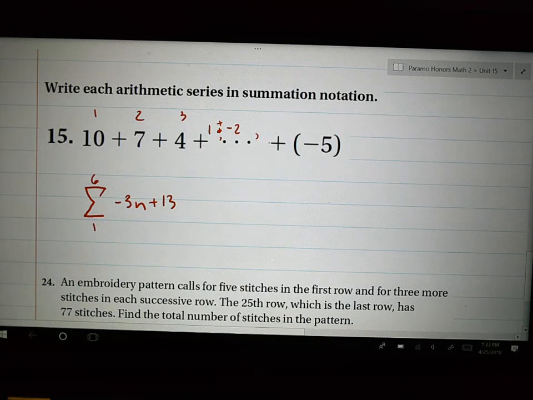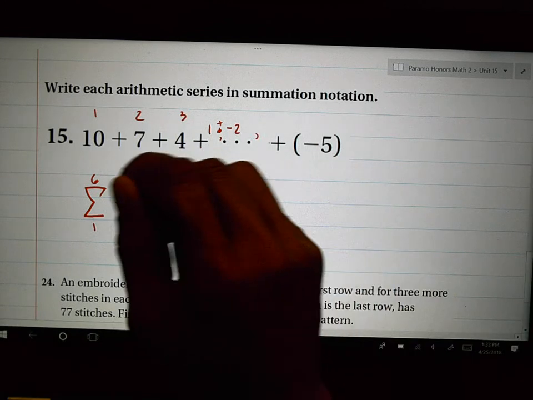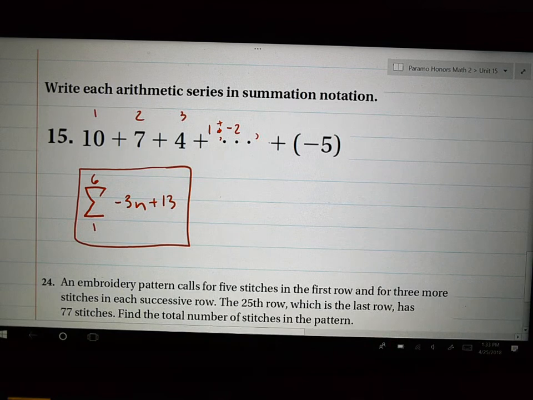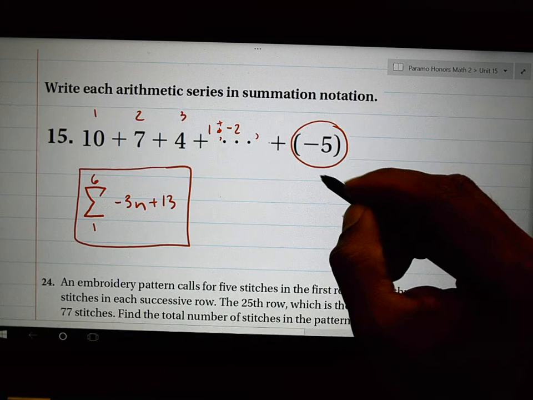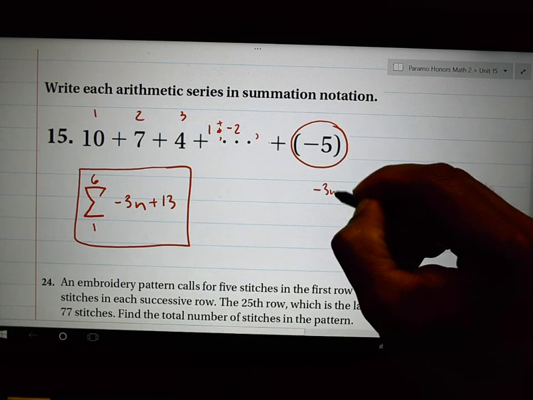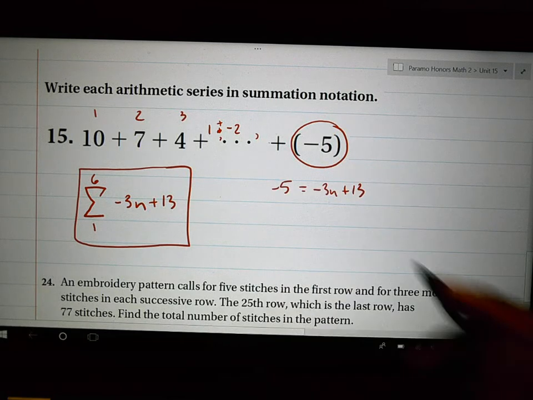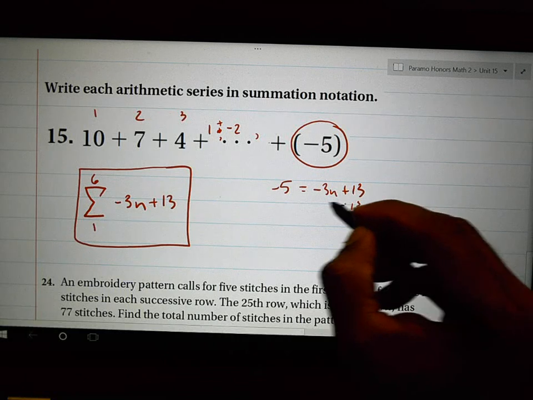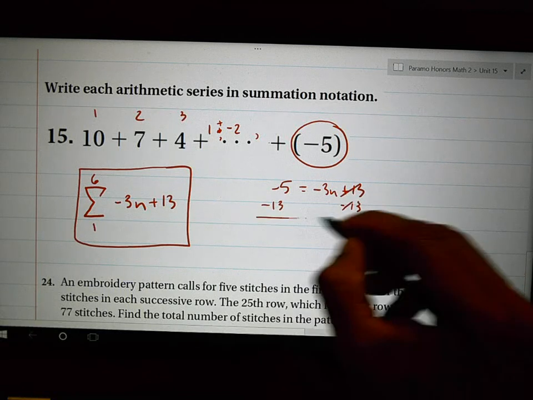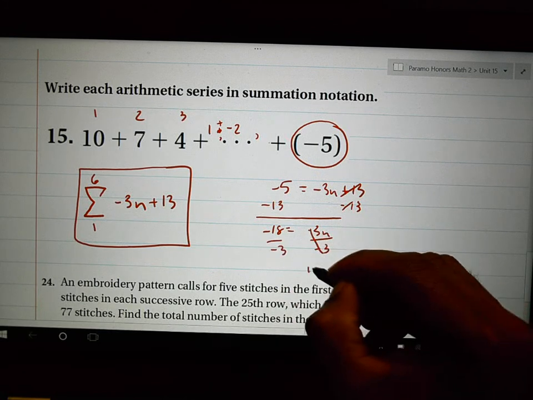Now, just in case it's a super huge long one, we got lucky here because look at how close that was. What if it was super long? What could I do to figure out what term number that is? It's real easy. You take your rule, and you know its value should be -5, and you're trying to figure out what term number will give you a -5. All you do is just subtract 13. -18 equals -3n. Divide by -3. And then your term number is apparent.